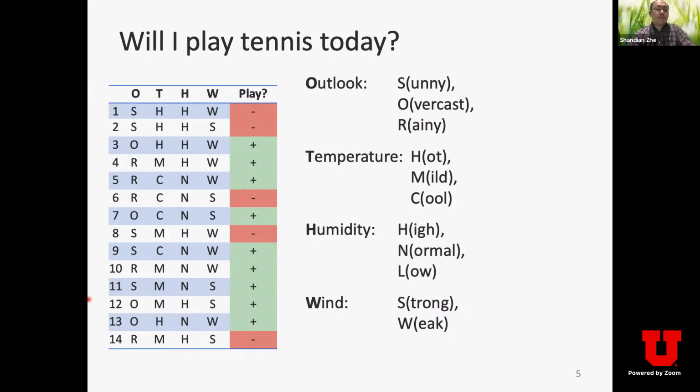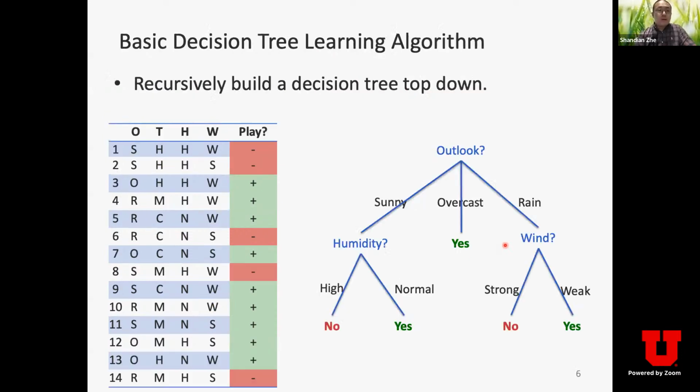So we have collected the weather conditions and my decision to play or not play tennis in the past 2 weeks, namely 14 days, right? So 1, 2, 3, 4 to 14. And every day we have recorded the attribute values and my decision, which is a binary decision. And here, for simplicity, we just use the capital first letter of each attribute name and attribute value to represent the data.